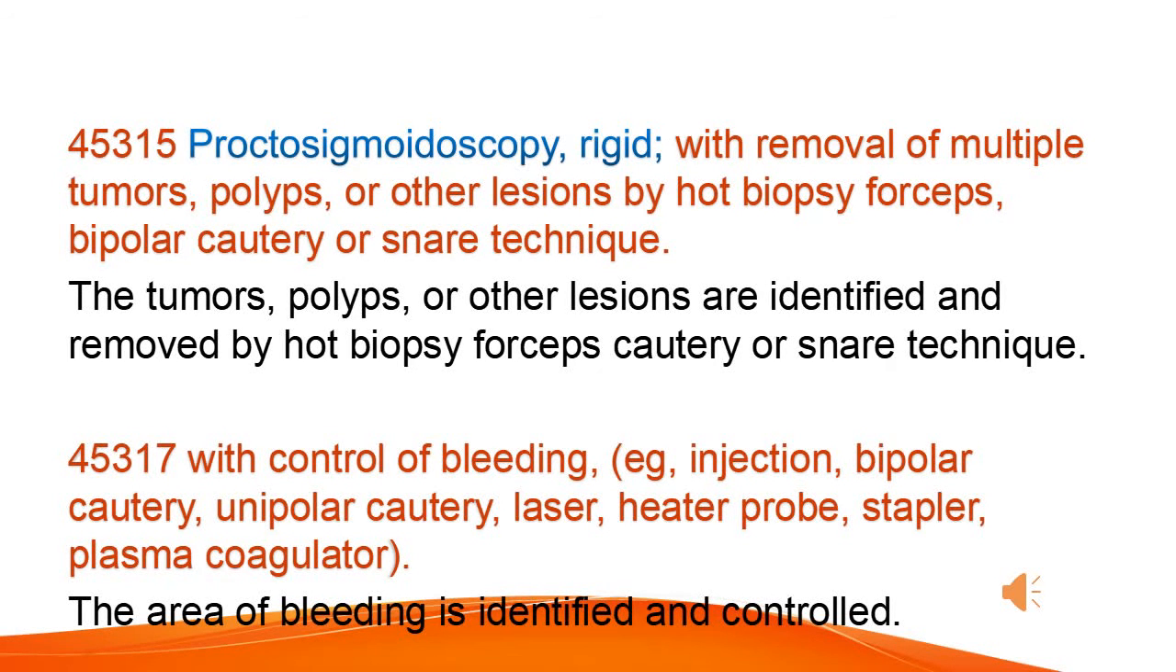Proctosigmoidoscopy, rigid, with removal of multiple tumors, polyps, or other lesions by hot biopsy forceps, bipolar cautery or snare technique. The tumors, polyps, or other lesions are identified and removed by hot biopsy forceps, cautery or snare technique. With control of bleeding, e.g., injection, bipolar cautery, unipolar cautery, laser, heater probe, stapler, plasma coagulator. The area of bleeding is identified and controlled.